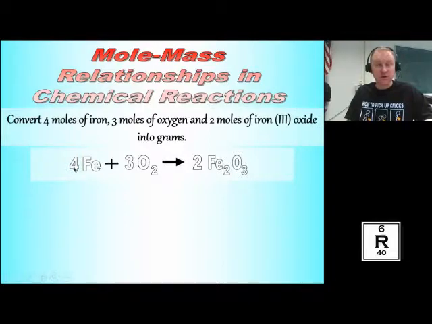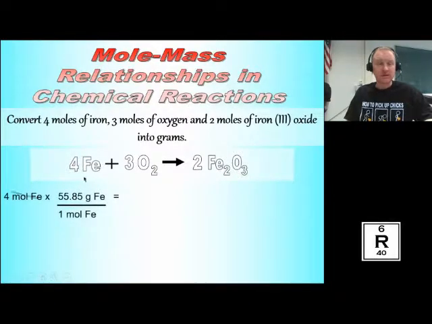I'm just using these coefficients as my number of moles, because what this is really saying is 4 moles of iron plus 3 moles of oxygen yields 2 moles of iron 3 oxide. So let's convert those all into grams. So pause the video and see if you can do that.